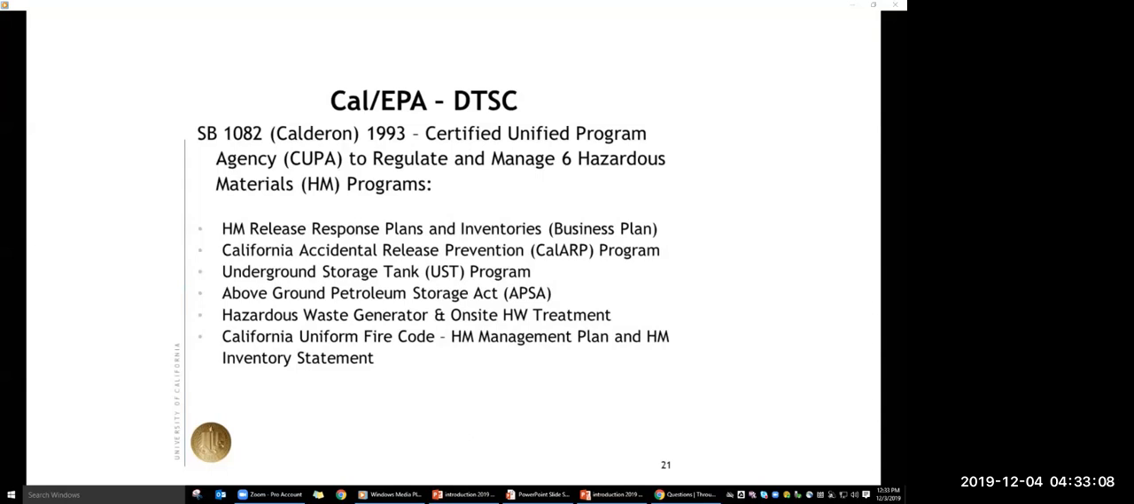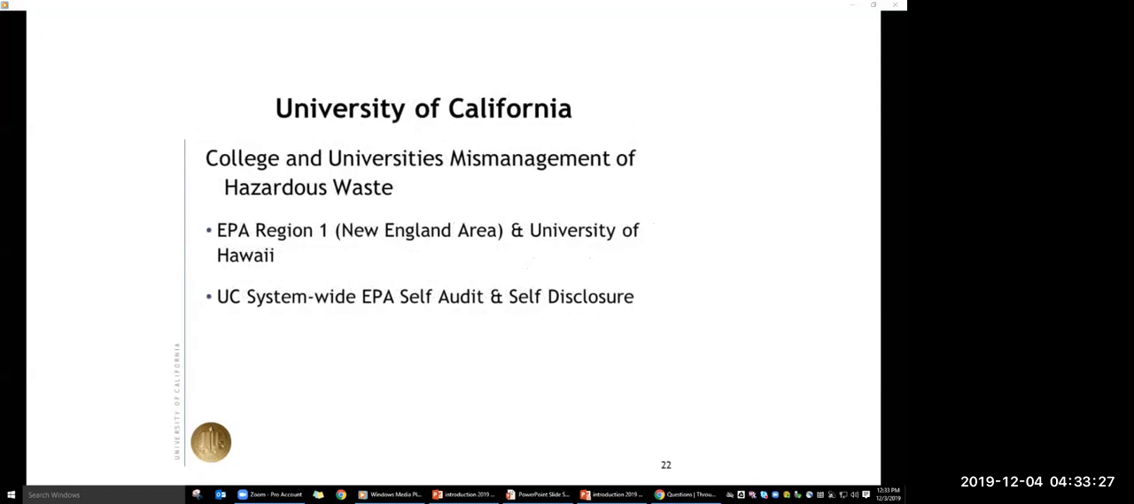CUPAs are evaluated every 3 years by Cal EPA and the 5 affected state agencies. The California CUPA program has become the most comprehensive local government-driven hazardous materials, hazardous waste, and emergency response program in the nation. In 2001, I moved from Cal EPA to UCSF.